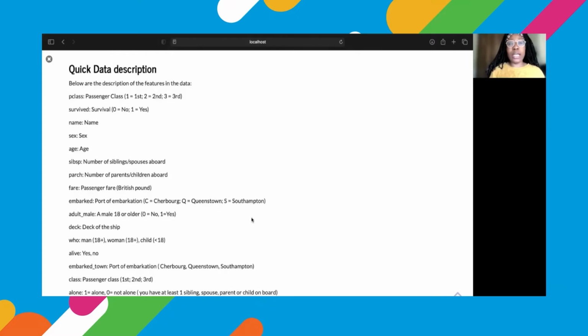So this is just a quick data description of our data. We're going to focus on pclass, which is passenger class. You can be either in first class, second class, or third class, and it's basically a representation of your social status. And then we have survival, which is encoded as 0 for no and 1 for yes. We have the name, the sex of passengers, and the age of passengers. These 4 variables, also known as features, will be very important for us during our data analysis.